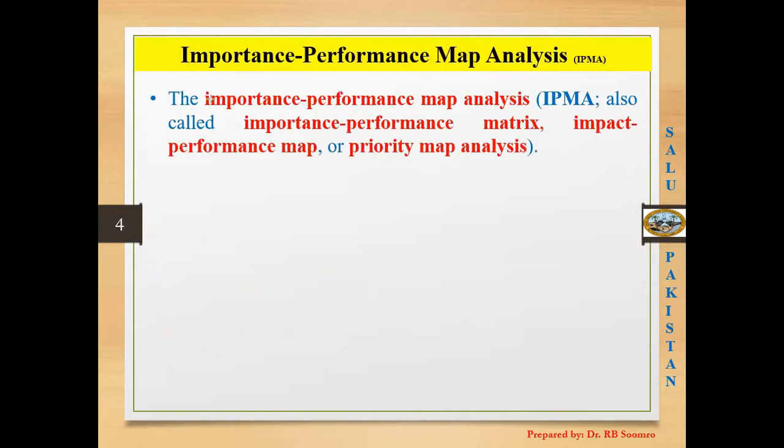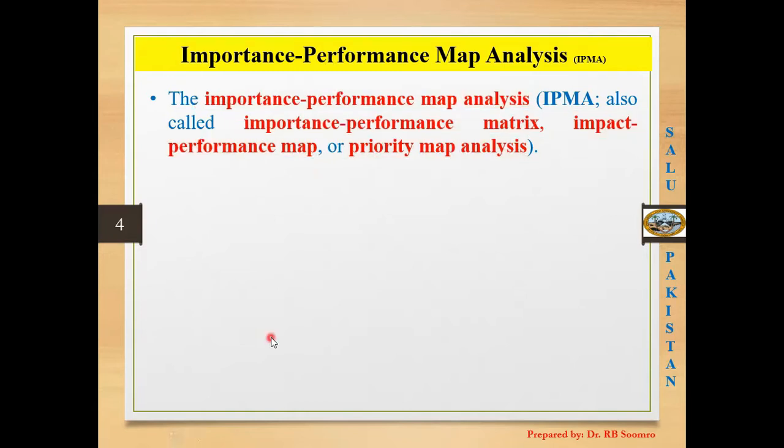So first of all, the name of this technique is Importance Performance Map Analysis. Alternatively, we can also call it importance performance matrix, importance impact performance map, or priority map analysis. So these are the different names of the same technique.